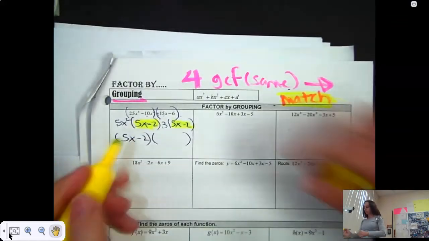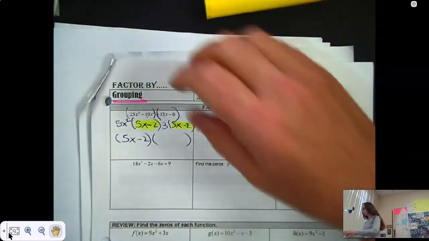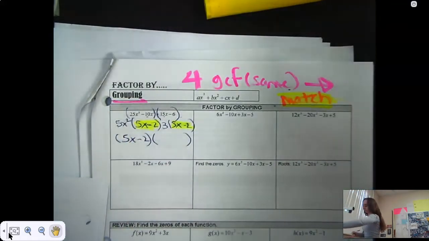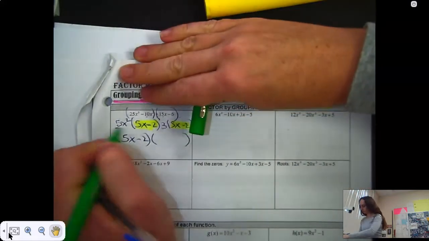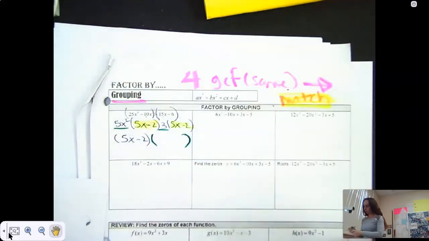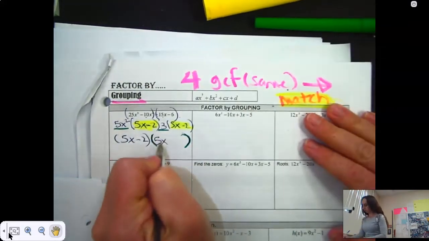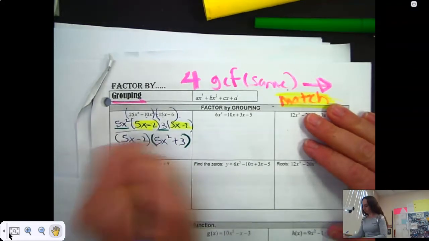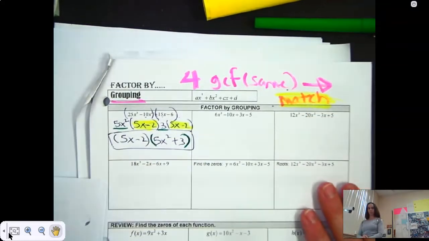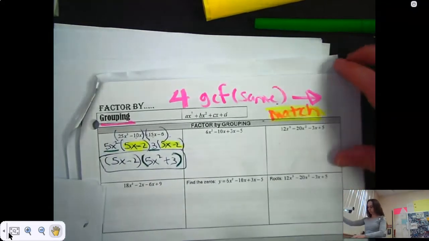And then whatever's left, I'll put this in green, whatever. The 5x squared and the 3 will go in the other parenthesis. So 5x squared, this is positive, plus 3, and you have factored it. All right, let's do another one.